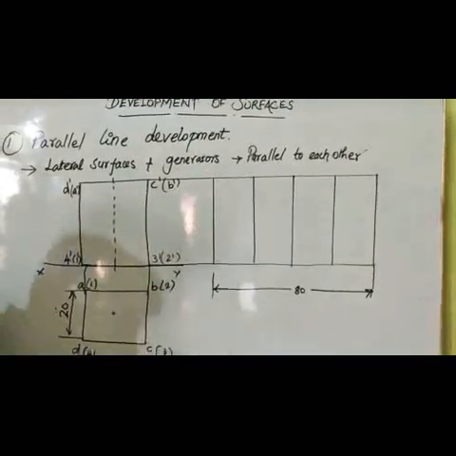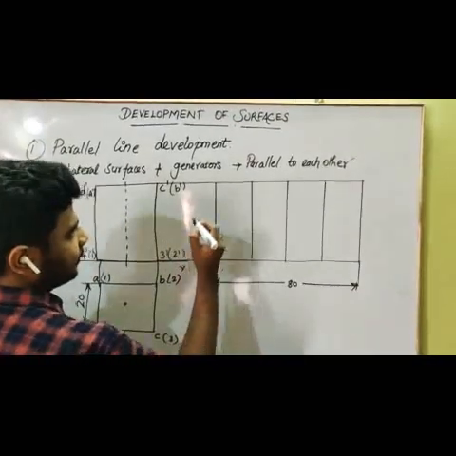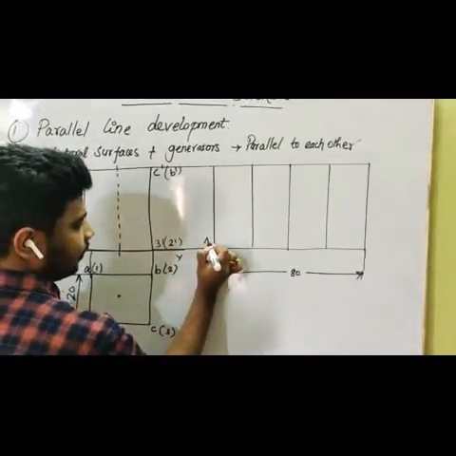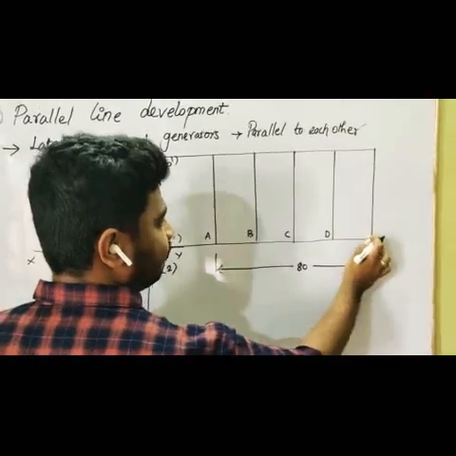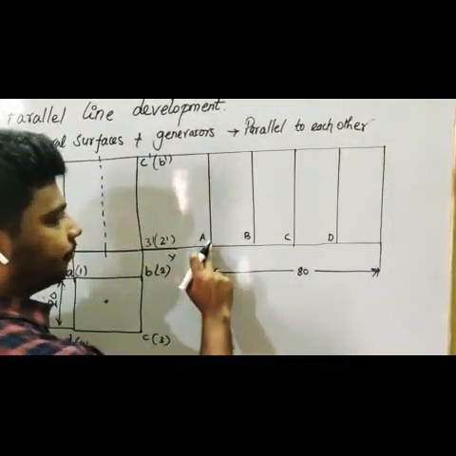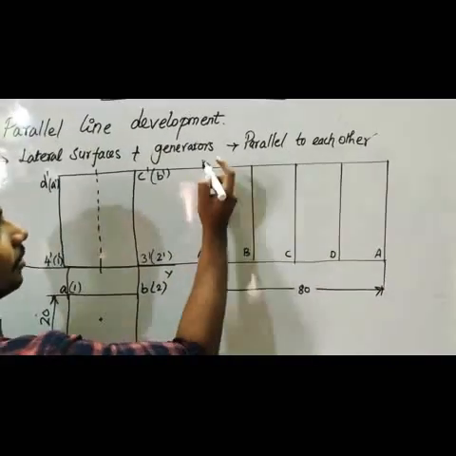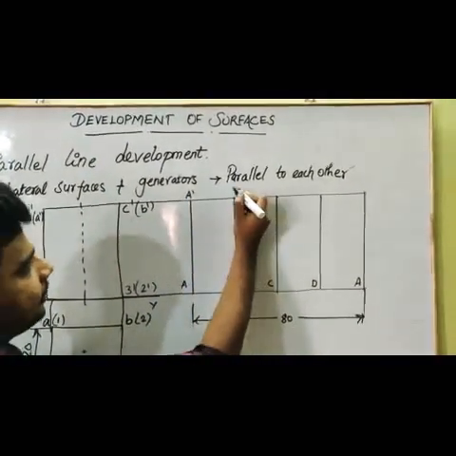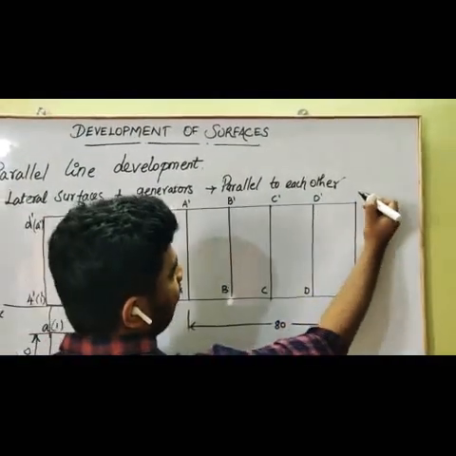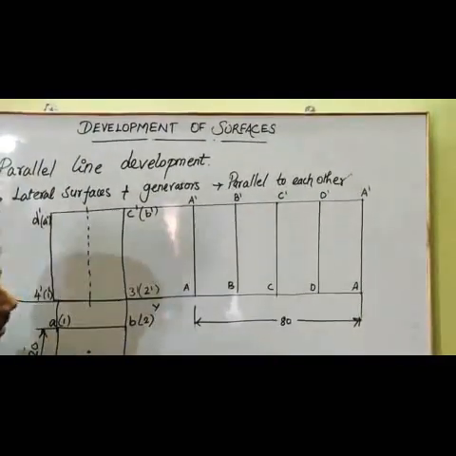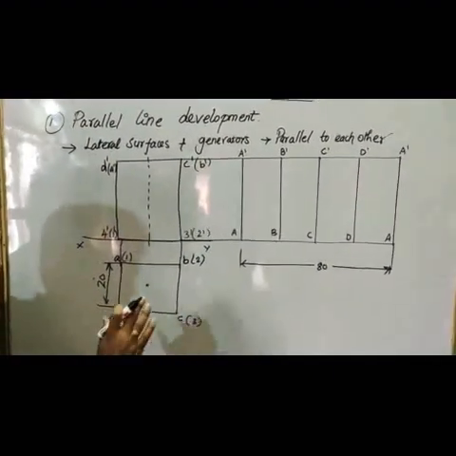So how are we going to name it? The bottom you can take it as capital A, B, C, D, and the final edge is again going to combine with the first edge, so again it is A. The same way at the top you can name it as A dash, B dash, C dash, D dash, and again the final should be A dash. So this is how you have to make your parallel line development for any object.